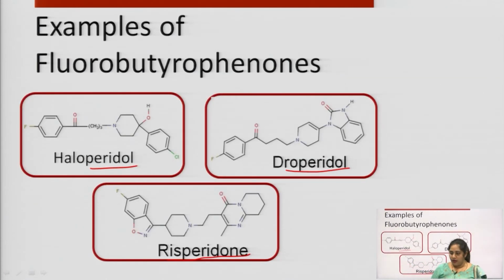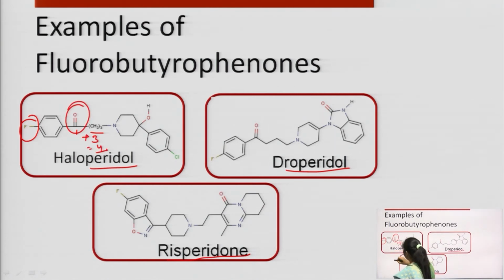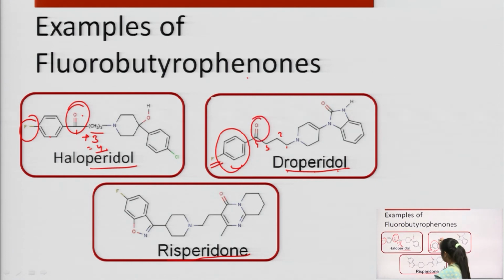Example of fluorobutyrophenone. These are known as fluorobutyrophenone because we have fluorine at this position, and a butyro group, this is 1 and 3 here. So, this is 4 butyro, because it is phenone, because this phenyl group is directly attached to a carbonyl atom. And apart from that you can see the same thing in droperidol: 1, 2, 3 and 4. So, this is again butyro, and there is a phenyl ring with a fluoro and with a carbonyl group.